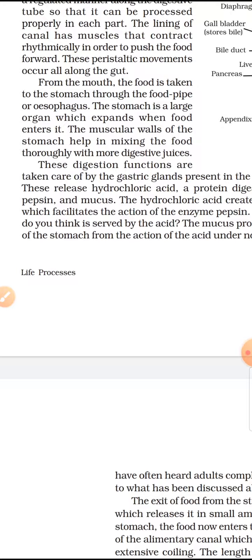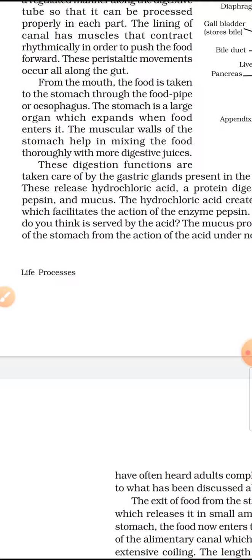Okay, so from the mouth the food is taken to the stomach through the food pipe, which is also called the esophagus. The stomach is a large organ which expands when food enters. Okay, so this is the function of the esophagus. What is it doing? It is only helping the food to travel from the mouth to the stomach.